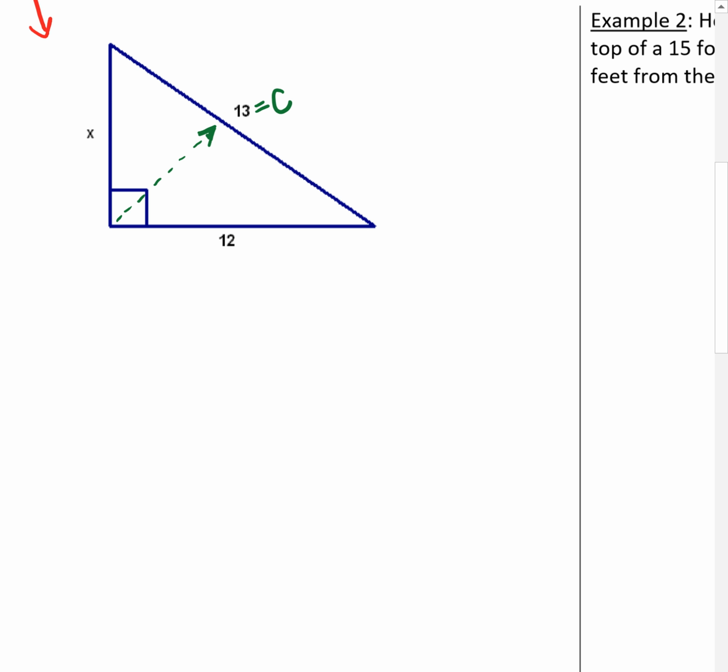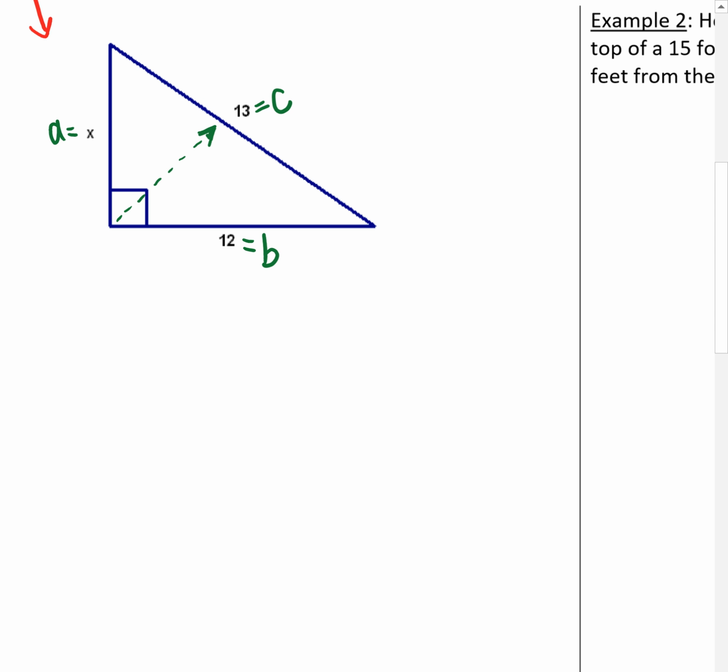But once you label C, the other two sides, A and B, don't really matter. So I guess kind of to match the picture, I'm going to say this side is A. They've already labeled it X. I guess they're reminding us that's the side we don't know, so we'll call it X. But you can call it A. And then I'll call the side that's length 12 B. But you could switch them. If you made A the side length of 12 and B the side length of X, it wouldn't matter. We're going to get the same answer no matter what.